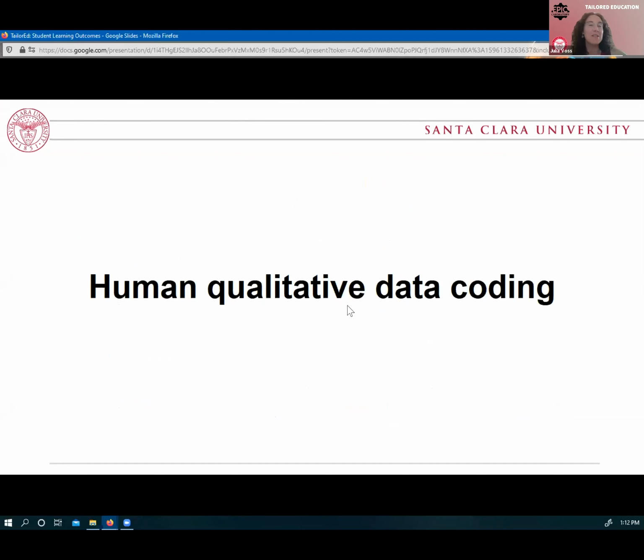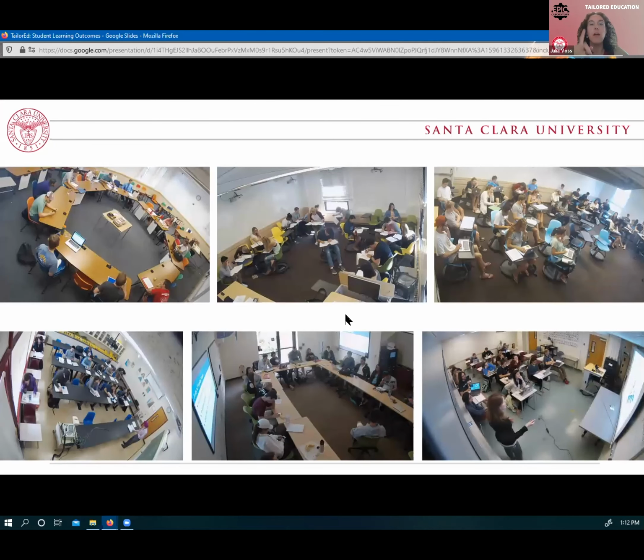Thanks. All right. So my part of the project, as Navid mentioned, focuses on running the human qualitative data coding that will feed into the neural network that we're working on building. If you'd go to the next slide, Navid. So this just gives you a quick snapshot of the kinds of data that we're working with. When you talk about analyzing data, developing models, understanding what's happening in classrooms, we're using aerial photography in classrooms.